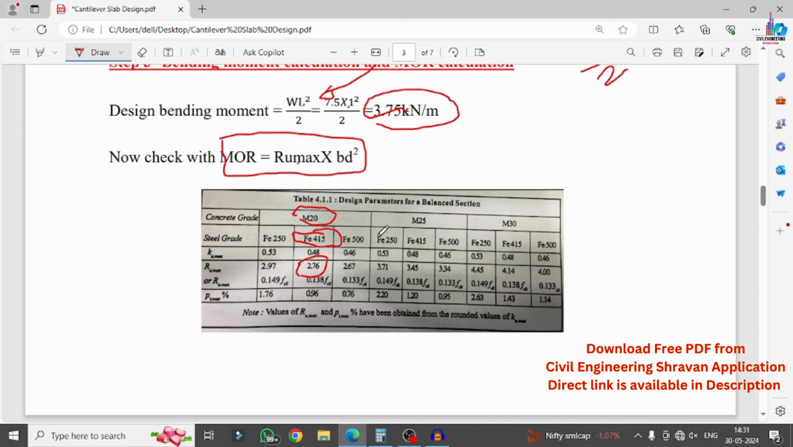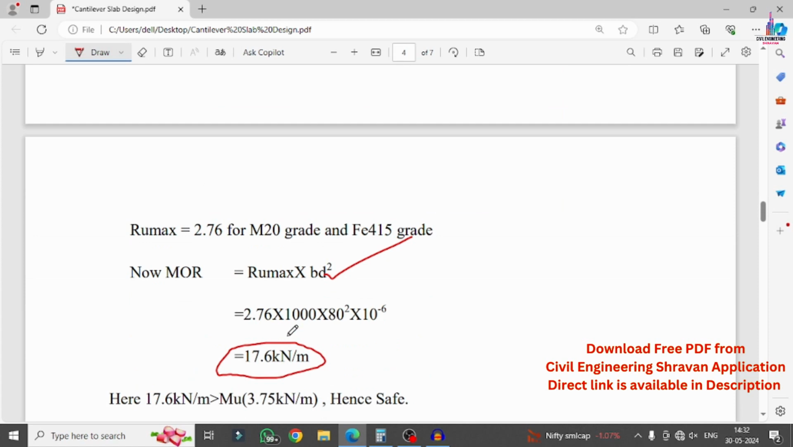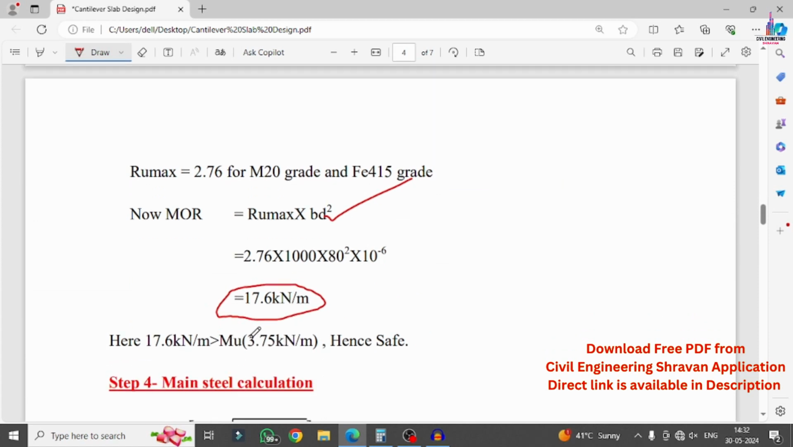So hence the moment of resistance value is greater than the moment value obtained on that particular slab section because of the presence of the load cases. Hence it is safe. We have to check that the moment of resistance has a higher value or not. Okay, so this is our task.